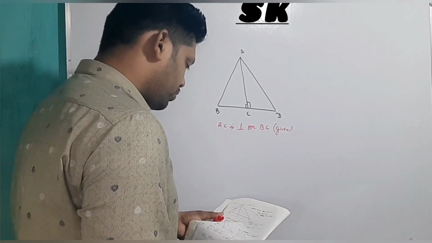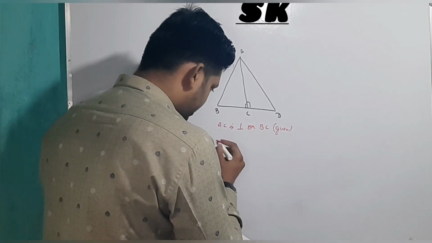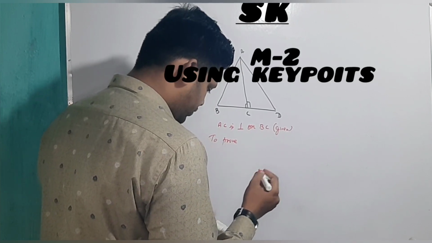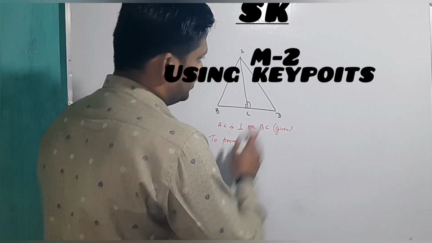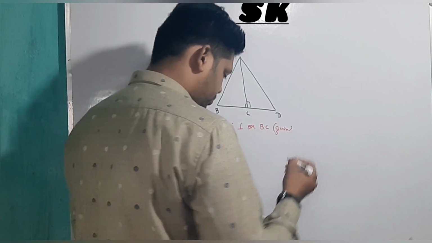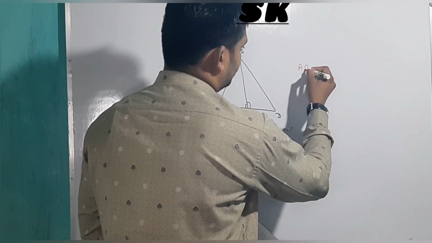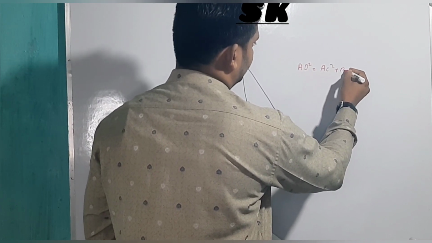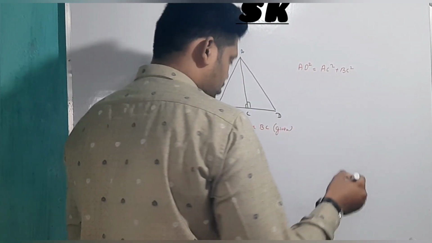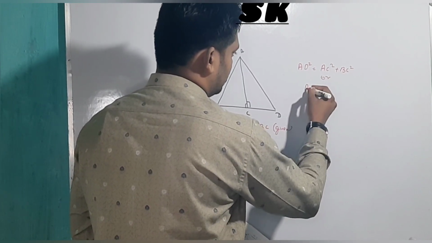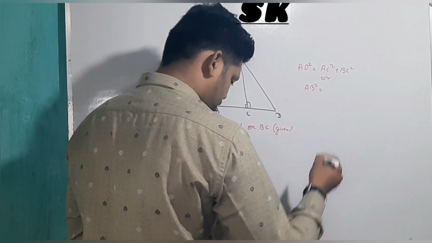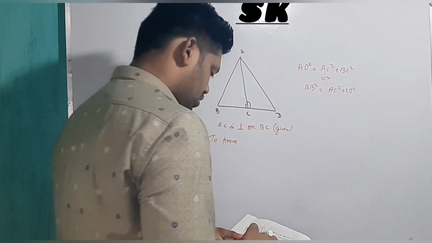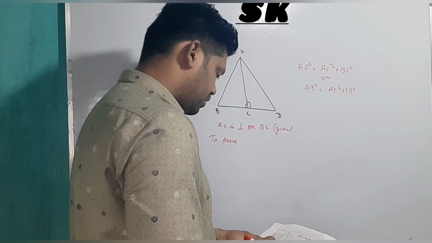Okay, what do we have to prove? You have to prove it down. But let me write it out there so it will be easy for you. What to prove: AD square is equal to AC square plus BC square, or AB square is equal to AC square plus CD square. Both are the things we have to do.